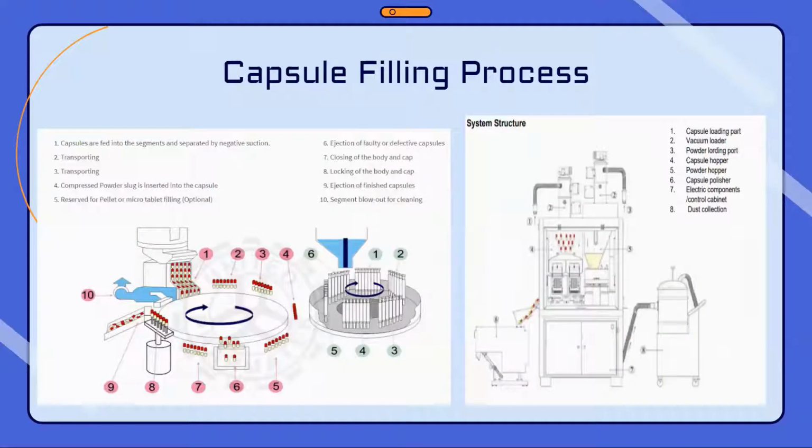This is the process of capsule filling. There are 10 steps in the diagram that illustrate the process. And the next diagram shows you the system structure, where number 1 we have the capsule loading part, vacuum loader, powder loading port, capsule hopper, powder hopper, capsule polisher, electric components, and dust collection.